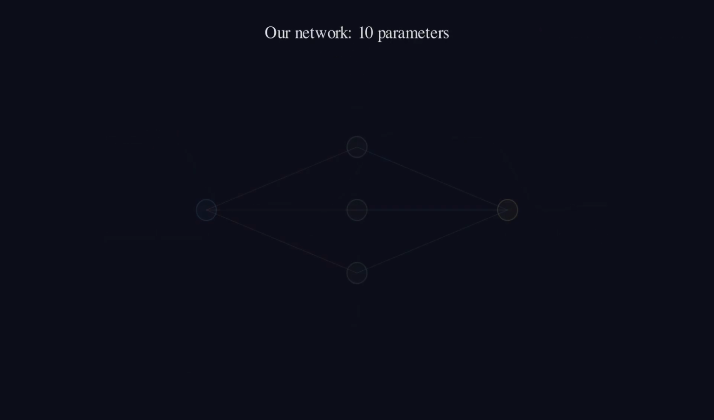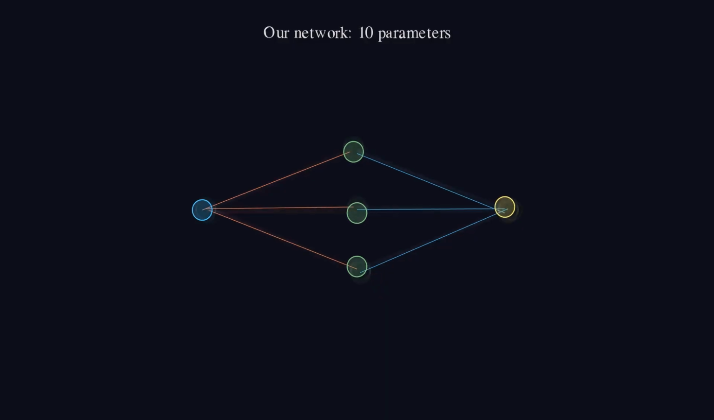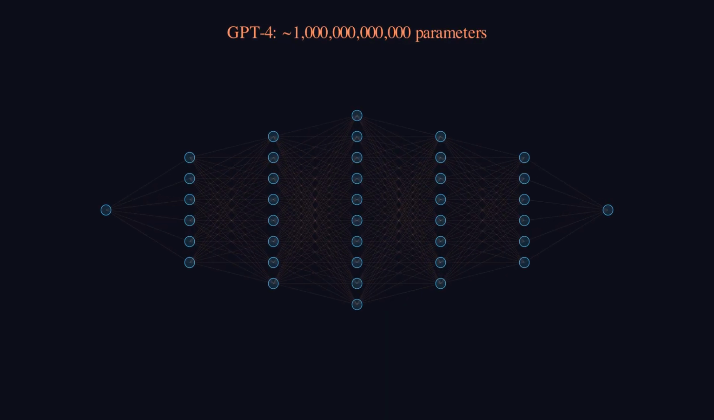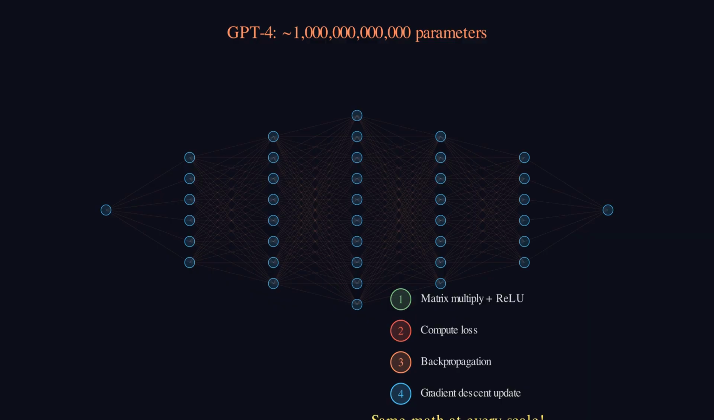Our tiny network had 10 parameters and one hidden layer. Modern AI models scale this up dramatically. GPT-4 has roughly 1 trillion parameters, hundreds of layers, and processes not numbers but tokens, pieces of text converted to vectors. But the math is identical: matrix multiplications, ReLU, or its cousins like GeLU, gradient descent, backpropagation. The difference is scale. And that's what makes this series powerful. Once you understand the math at small scale, you understand it at every scale.